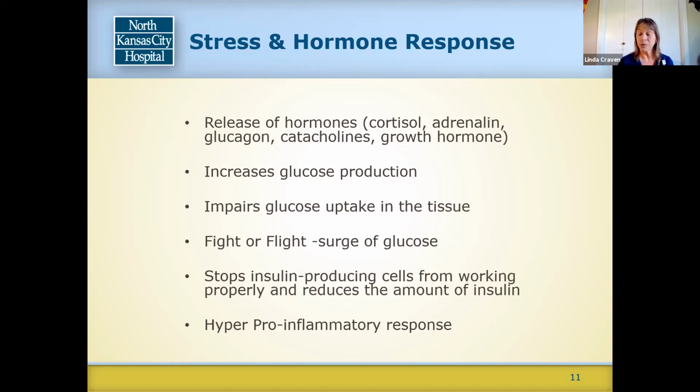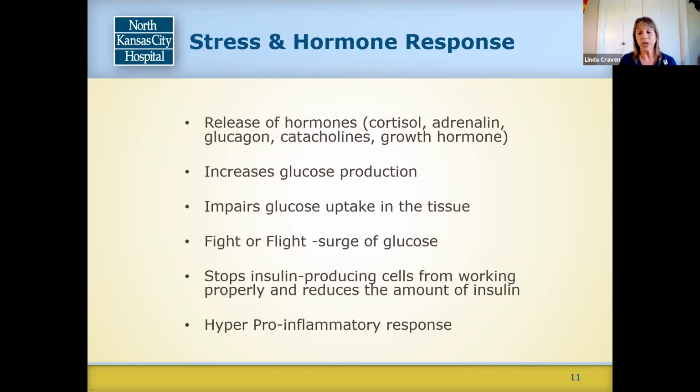However, there are other hormones as well that are released, such as adrenaline, glucagon, catecholamines, and growth hormones, just a few of them. So when these hormones are released, your body reacts in certain ways to each different hormone. One of the things that happens, it starts to increase our glucose production. So now suddenly we have a lot of glucose in our bloodstream, right?